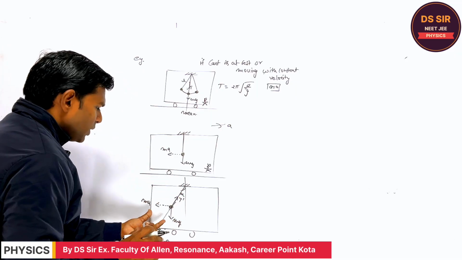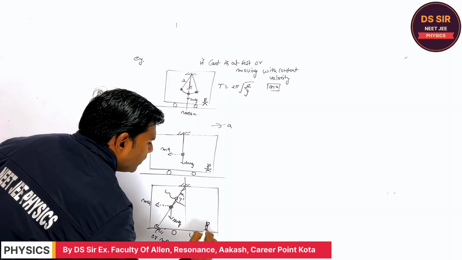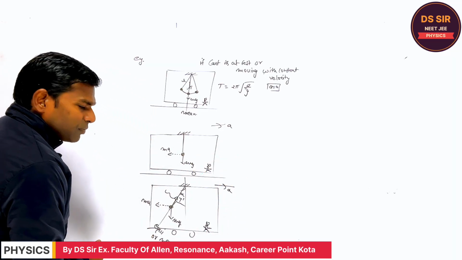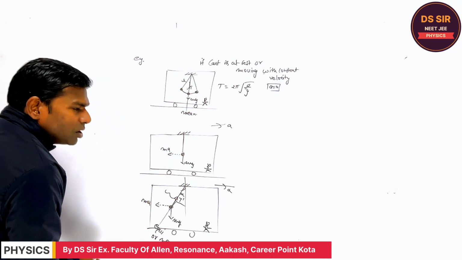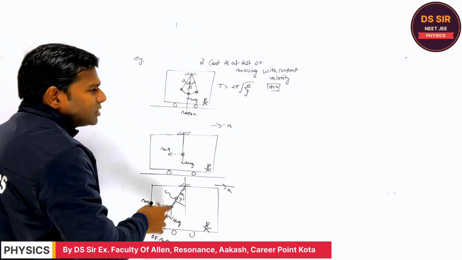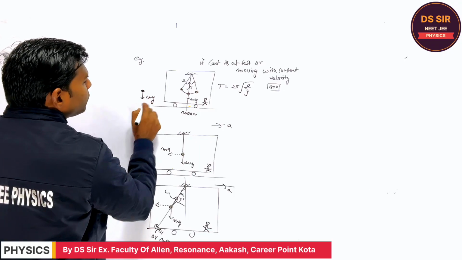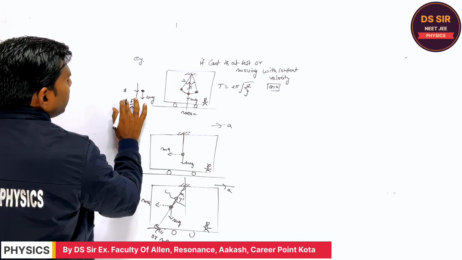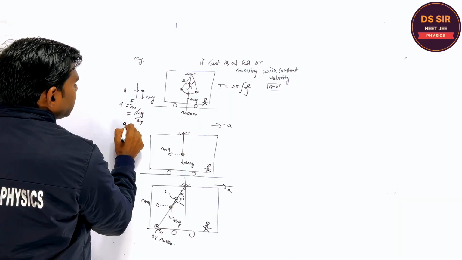In this case, if you cut the string, with respect to the car, it is moving with acceleration a. If you cut the string, where will the particle move? The particle will move in this direction. In the same way, if you cut the string at this point, the particle will move in this direction. What will be the force? If you cut the string, only the mg force will act. So what is the acceleration here? Acceleration is net force divided by mass m. So the net force is mg upon m, so acceleration is equal to g.